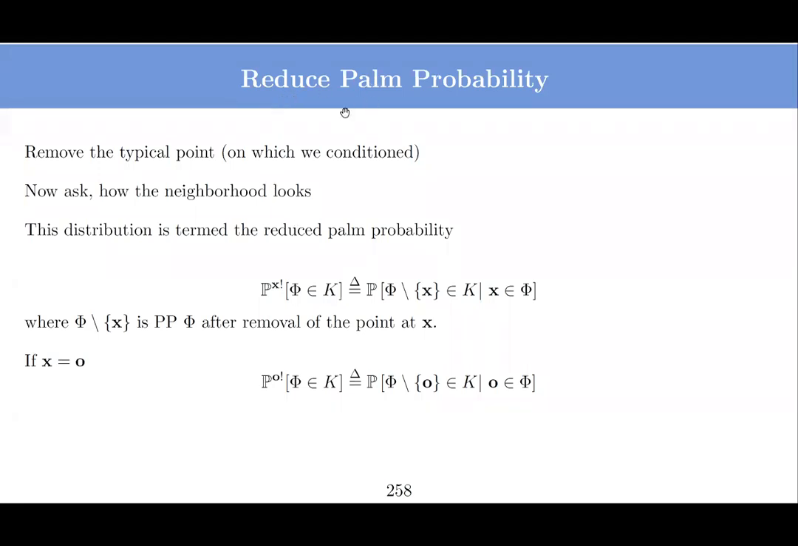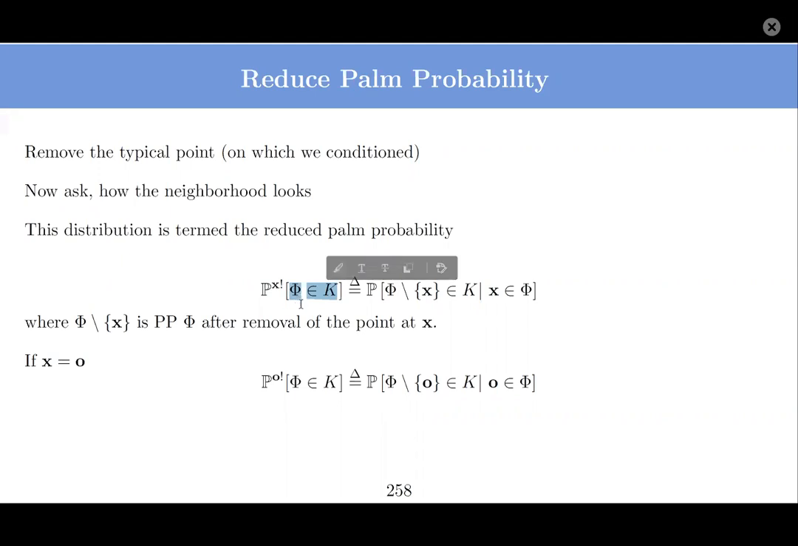A similar concept is the reduced Palm probability. It's also a conditional probability. It's just that when you're looking at whether Φ has property K or not, you don't include the point you are conditioning on. So you have to remove that typical point on which you are conditioning, and then ask how the neighborhood looks. The notation here is X factorial, and this just means that you are conditioning on X, but you are not including X in the calculation.